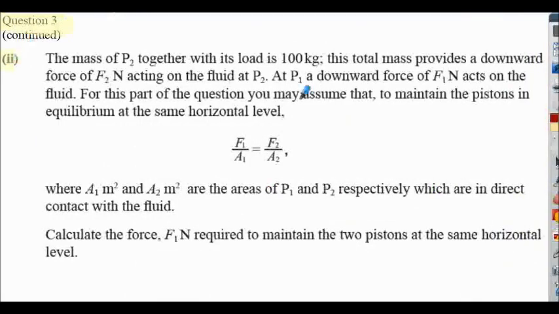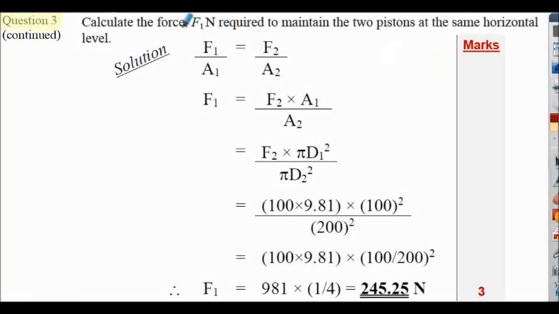Question 3, item 2. We're given an equation. Essentially, we'll have to rearrange. Calculate F1. Full work solution shown on the following slide. Question 3, part 2 solution. Let you review at your own pace. Of course given here.